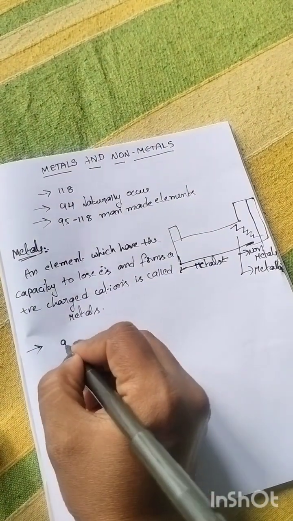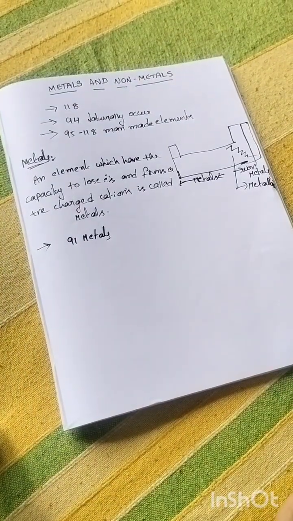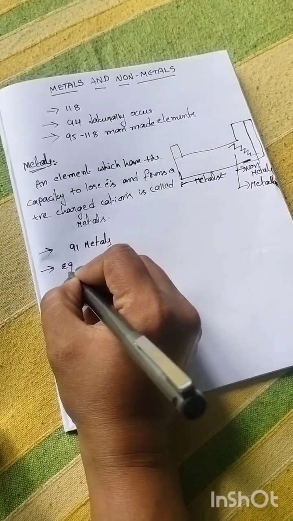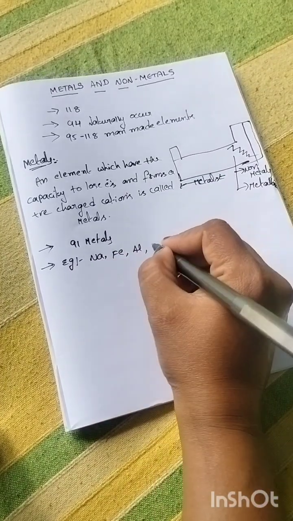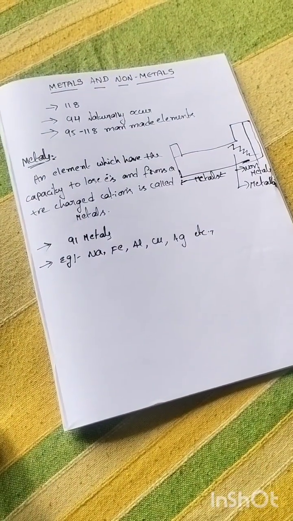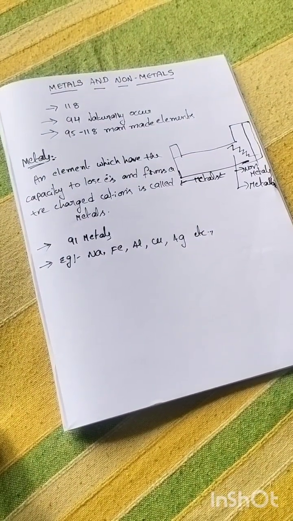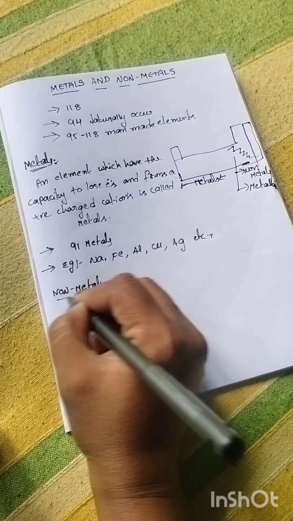And how many metals do we have? Among those 118 elements, we have 91 metals, and we place them from left to middle part in the periodic table. The examples of metals are sodium, iron, aluminum, copper, silver, etc.